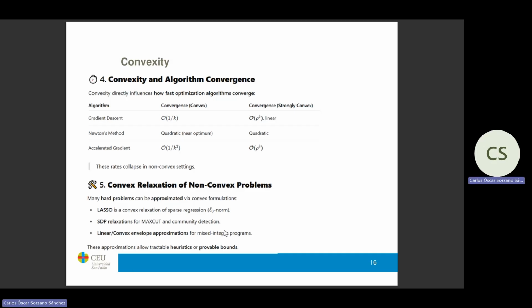And again, mixed integer programming is a problem in which you have integers and continuous valued functions, and then you can do a linear or a convex approximation to the problem. So the goal is always, because convex problems are so easy to solve, to try to convert non-convex problems into convex ones.